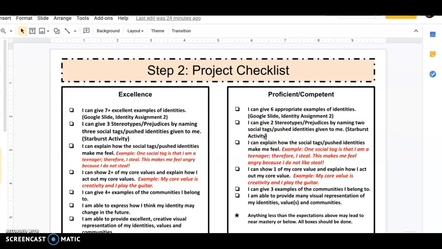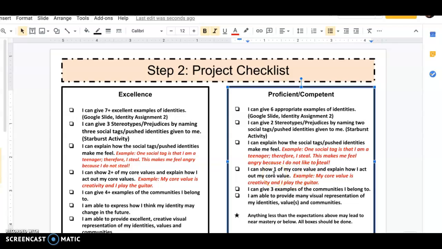Think about it. There are things that we all have experienced in life where somebody has said something about us and we're thinking, wait, no, that's not me. Think about the bear. He was a bear, but they said he was a silly man who needed a shave and wore a fur coat. And he was none of those things. He was simply a bear. Those are those social tags. Explain your social tags and how it made you feel. One social tag is that I am a teenager, therefore I steal. That makes me feel angry because I do not like to steal, right?